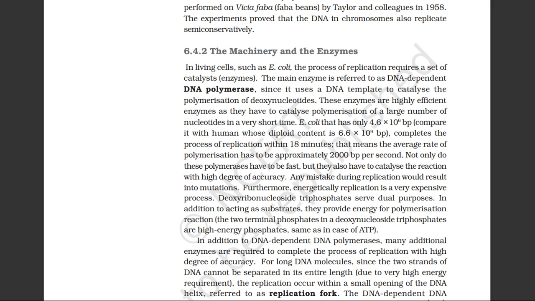E. coli has only 4.6 times 10^6 bp. Compare it with human, whose diploid content is 6.6 times 10^9 bp, and which completes the process of replication within 18 minutes. That means the average rate of polymerization has to be approximately 2000 bp per second.